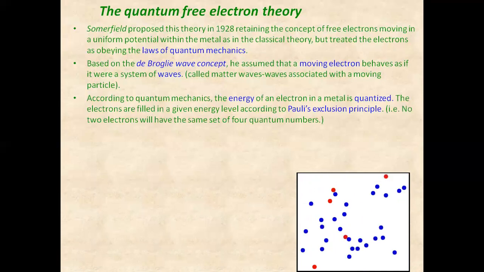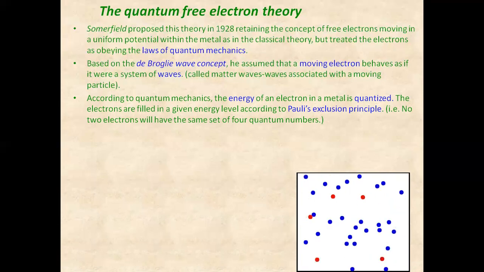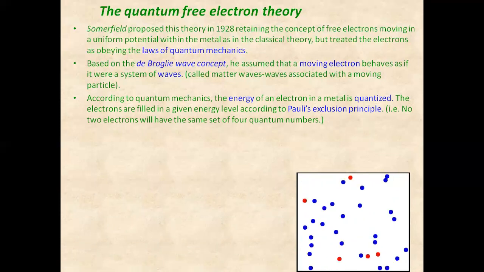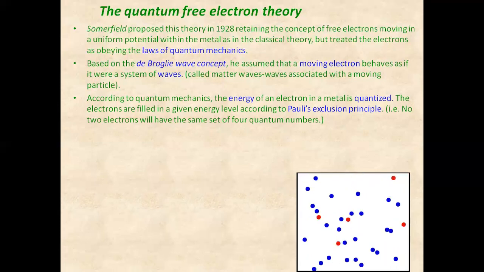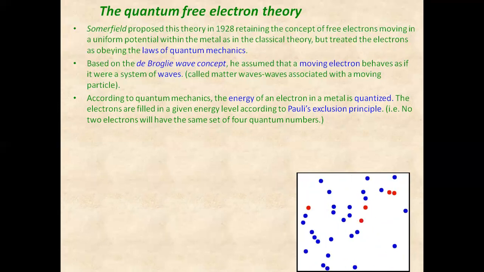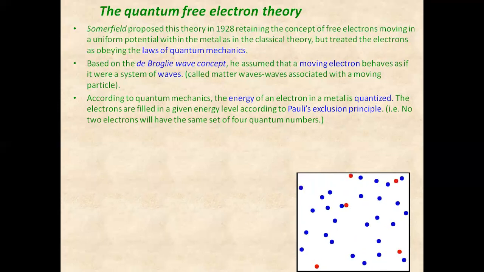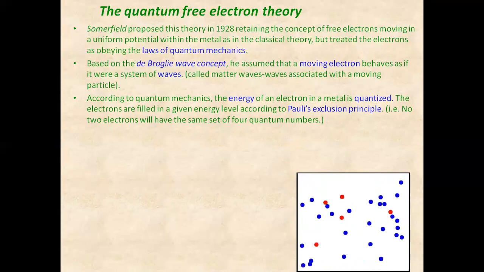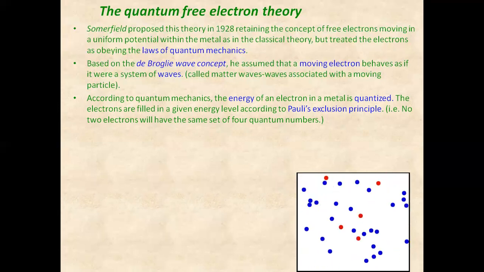According to quantum mechanics, the energy of an electron in a metal is quantized. The electrons are filled in a given energy level according to Pauli's exclusion principle. What is Pauli's exclusion principle? No two electrons will have the same set of four quantum numbers. There are four quantum numbers: the principal quantum number, the azimuthal quantum number, the magnetic quantum number, and the spin quantum number. Among these four, at least one should be different.